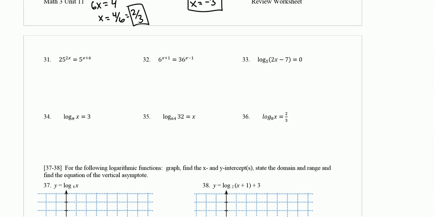25 is 5 squared, so 5 to the 2x is 5 to the x plus 6. Multiply those exponents, and you get 4x equals x plus 6. Subtract x from both sides. Divide by 3, and you get x is 2.